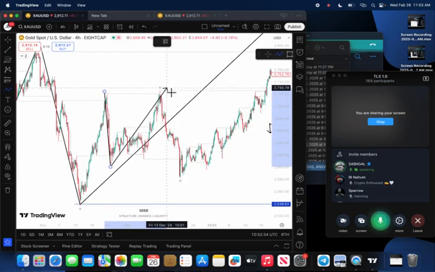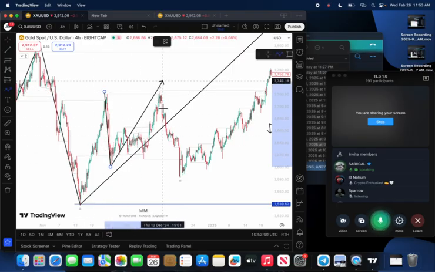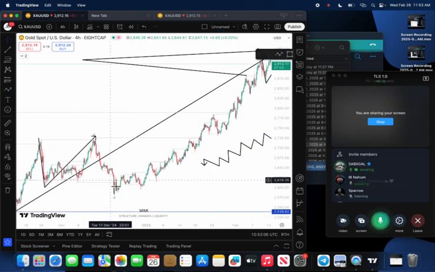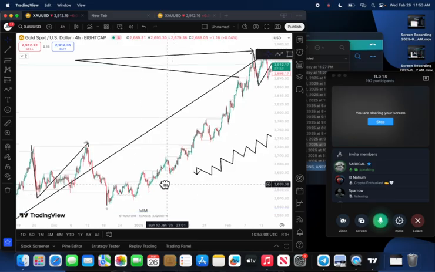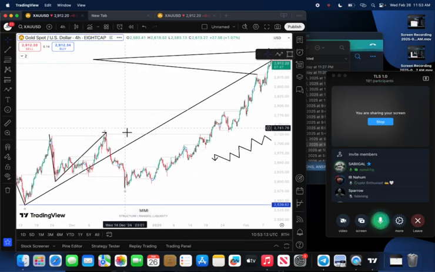Now this broke structure with the weak. Structure taken out with the weak is not a break of structure. So this thing here is not valid. They were just ranging. What you start marking from is from these guys here, any valid one from here, after that high got taken out.